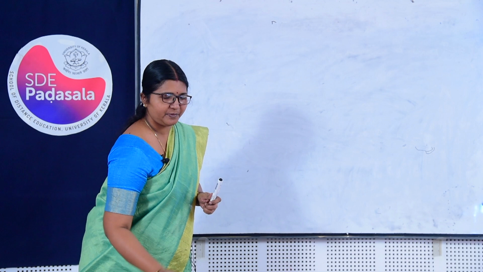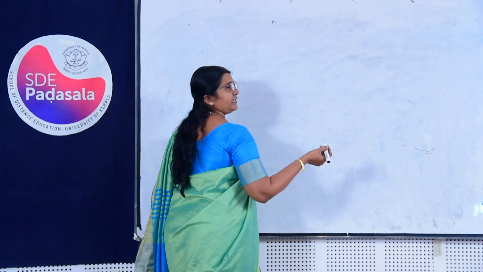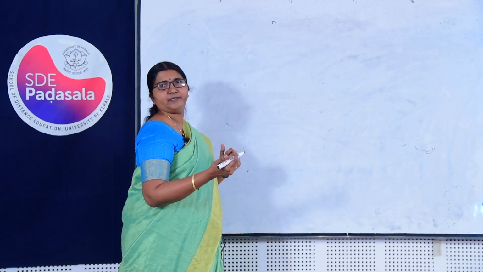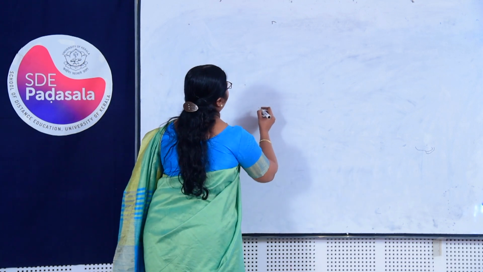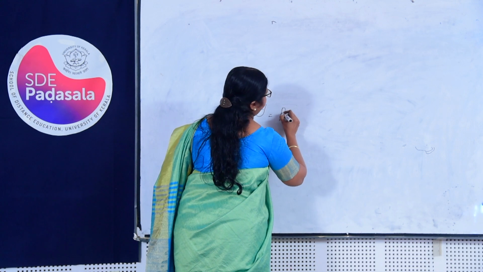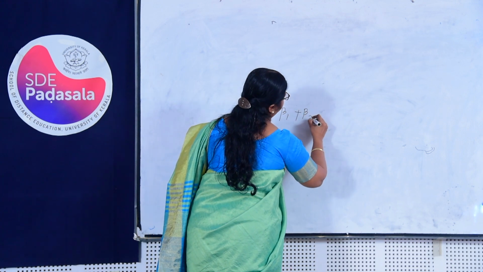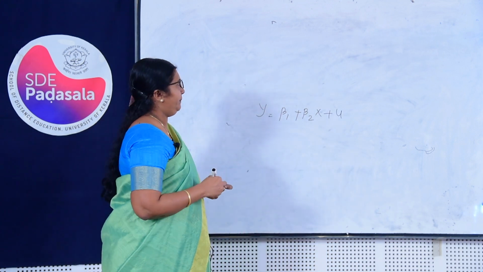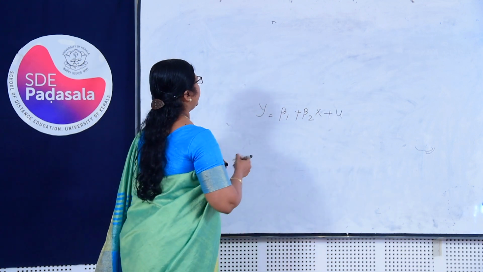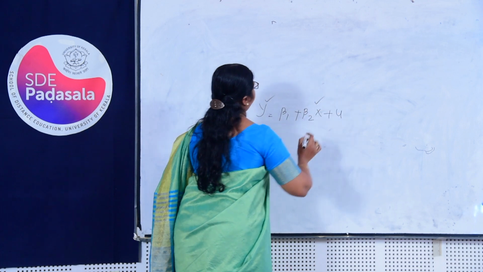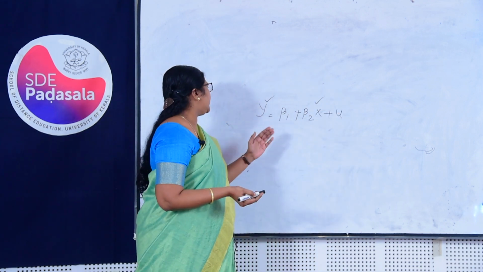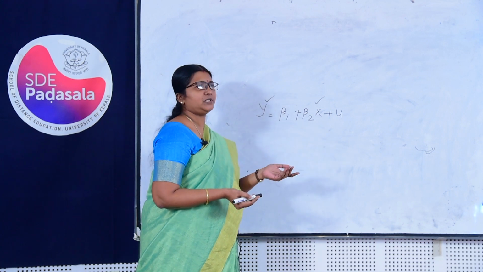So, what is the difference between a mathematical model and an econometric model? In the econometric model, we incorporate the random term or stochastic term also. So, y is equal to beta 1 plus beta 2 x plus u. This is the econometric model. Here we have one dependent variable and one independent variable. Of course, y denotes consumption and x denotes income.